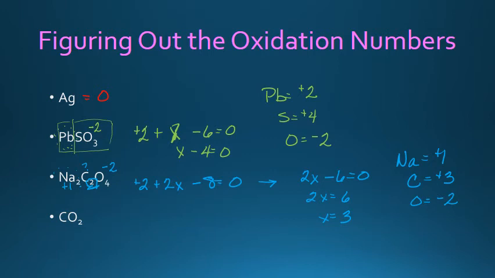Let's try the last one, carbon dioxide. Again, oxygen has an oxidation number of negative 2, but we happen to have 2 of them. So that's negative 4, and it has to equal 0. So carbon ends up with an oxidation number of plus 4. Good job. So carbon has an oxidation number of plus 4, and oxygen has an oxidation number of negative 2. We are done with this slide.